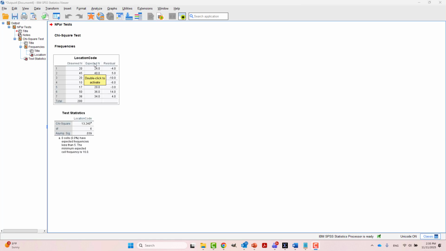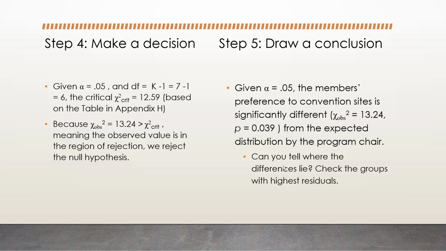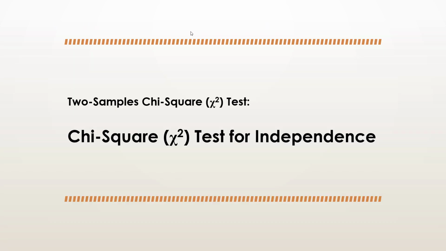In the output, we have the observed N, expected N, and their differences in the first table. You can verify whether the information was entered correctly. The observed chi-square value, degrees of freedom, and the p-value are provided in the second table. They are consistent with the results of my hand calculations. Let's move on to the two-sample chi-square test.